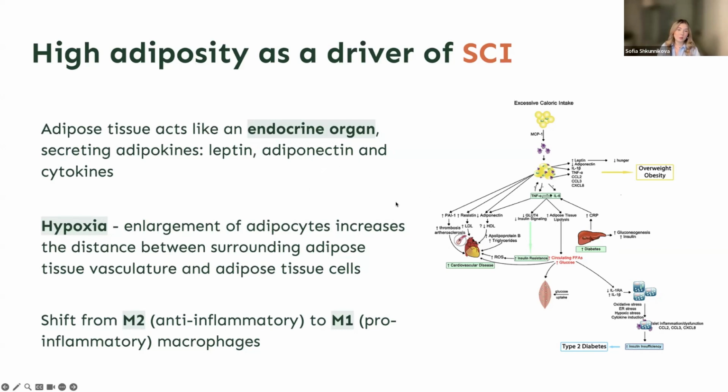The worst thing about this whole process is that it doesn't just stay at chronic inflammation, but it also contributes to the development of cardiovascular disease, insulin resistance, and type 2 diabetes.